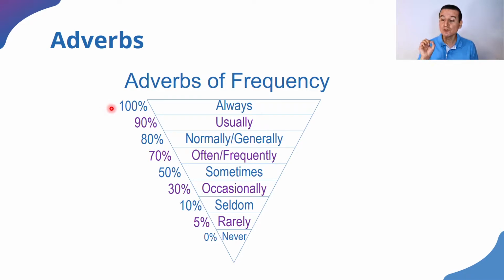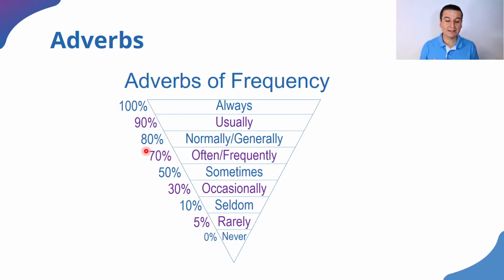The first one is, if you do something 100% of the time, you would say that you do that always. It means all the time, always. A little bit less frequently, let's say approximately 90% of the time, that would be usually. Usually. Remember the pronunciation: not shu or su. No. Usually. And it's about 90% of the times.